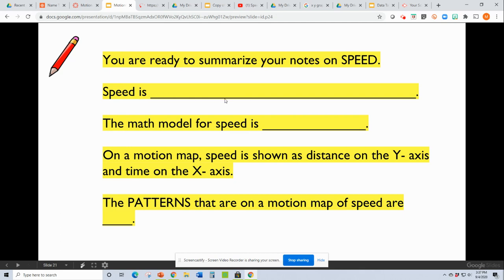Speed is, and then finish that sentence. The math model for speed, write that. On a motion map, speed is shown as distance on the y-axis and time on the x-axis. And there's several patterns that we just went over. Well, what are some of those patterns? And what do they mean? All right. Okay, so if you needed support, hopefully that helped you out. And remember, you can go back and pause and make sure that you have your notes.